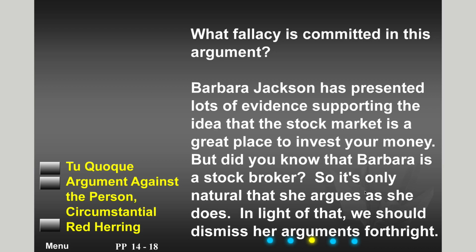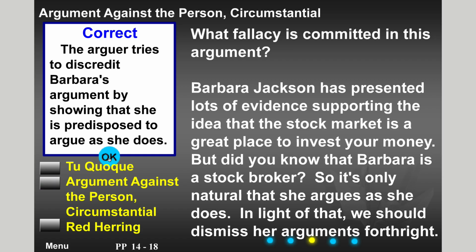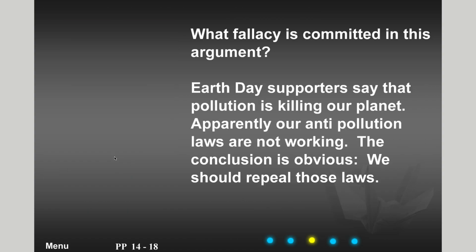In other words, they are saying that Barbara gains by having more clients if more people are in the stock market. But that doesn't have anything to do with her actual argument. Perhaps she gives a great argument for using the stock market as an investment vehicle. And so what you're looking at is the circumstances of Barbara instead of looking at the argument she actually presents. So it's an argument against the person, circumstantial. The arguer tries to discredit Barbara's argument by showing that she's predisposed to argue as she does.